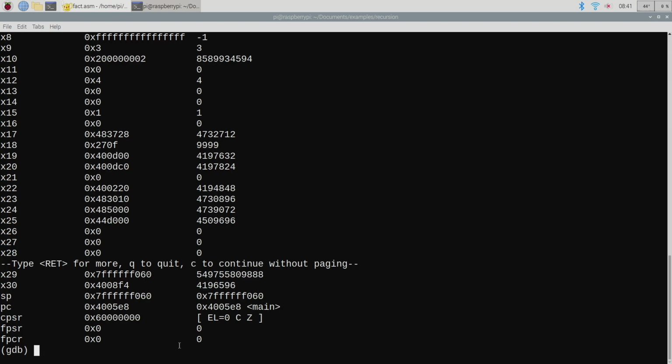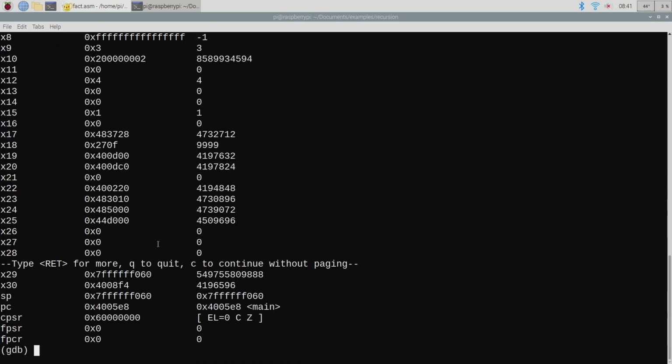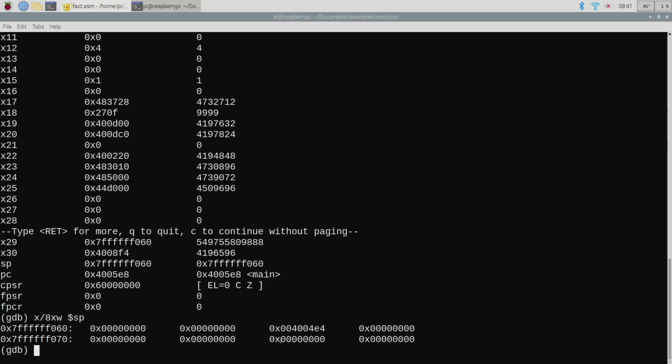All right, so I'm about to execute the instruction to store pair. So if I look at the stack, there's nothing there so far, okay? Because I haven't stored anything to it. I mean, there's data, but this is, you know, garbage.